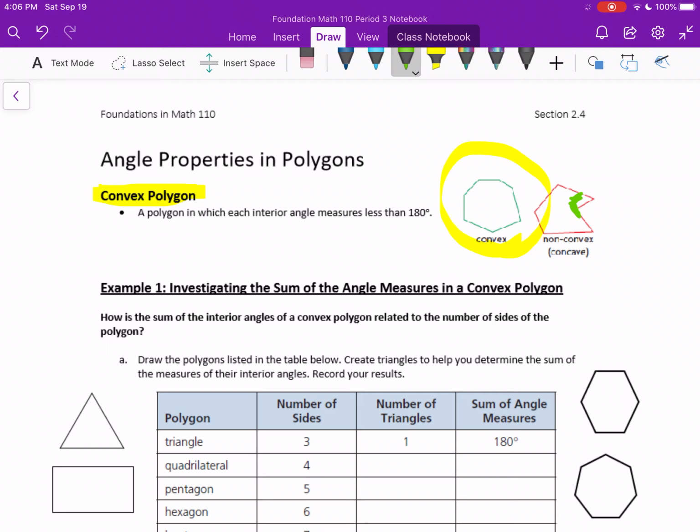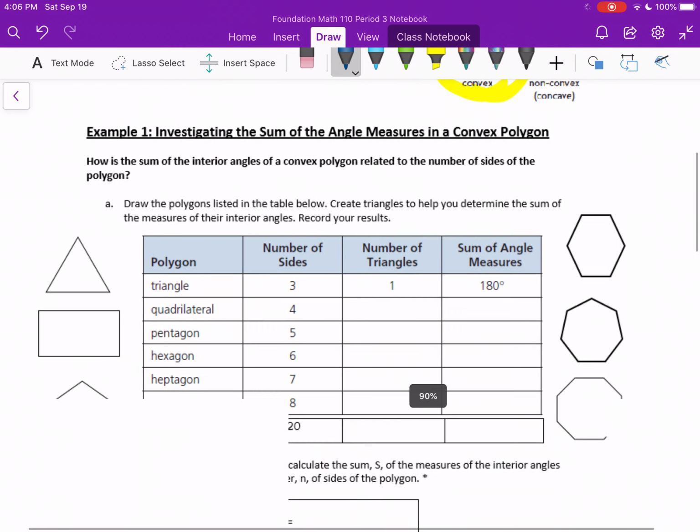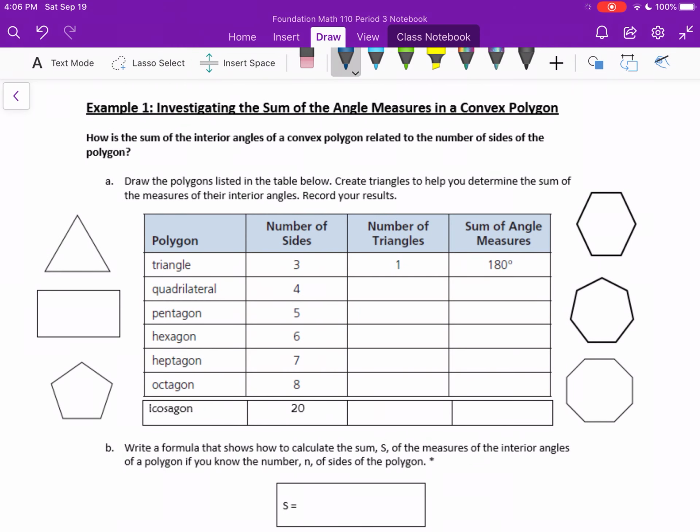All right. So I asked you guys to actually start with the investigation and to fill in that table. And to help me do the investigation with you, I have drawn the first 6 shapes on the sides of my pages. So what I've asked you to do is draw the polygons listed below and create triangles inside them. So see how many triangles you can actually create. I probably should have given one extra bit of information there. We're going to draw triangles by actually creating diagonals inside of all of our polygons.